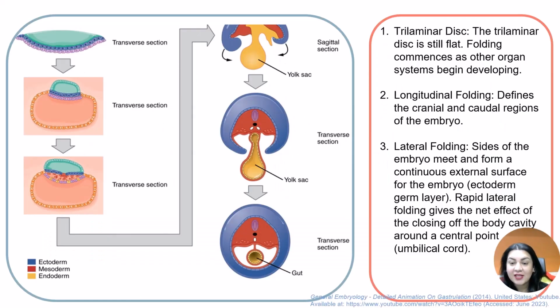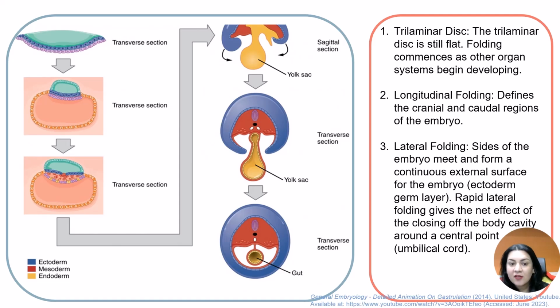All right, so let's go back to our trilaminar disc for a second. Trilaminar, of course, referring to the endoderm, the ectoderm, and the mesoderm germ layers. And disc, of course, implies that those three germ layers are arranged in a flat, oval type of sheet, like in a disc, right?